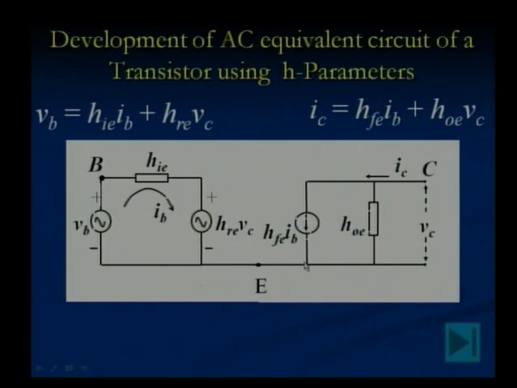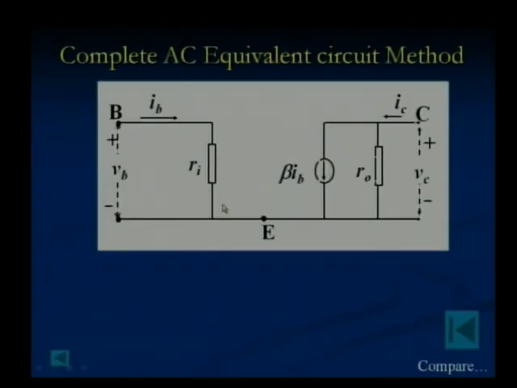But mind well, since hre is extremely small, hre Vc is also extremely small, so we can neglect this term. Actually, it represents the feedback term, the reverse voltage ratio. It represents how much voltage from the output is fed back. And since hre is very small, we can neglect it. So hre Vc can be neglected, and the two circuits are almost identical.